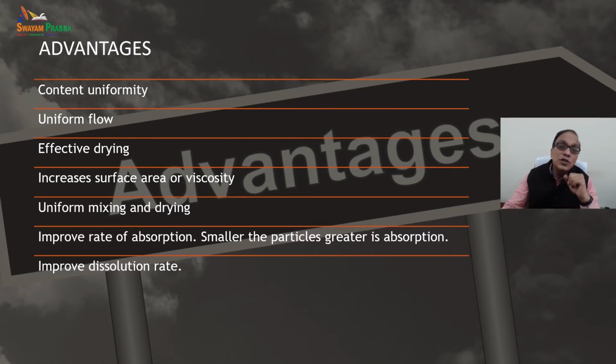It improves the dissolution rate because the effective surface area is high for the smaller particles. So that's why they will go rather easily into the solution of the biological medium. So improved dissolution rate, good mixing, uniformity of the content, uniform flow, effective drying. So due to high surface area, we can have better absorption, better dissolution rate, and obviously the good mixing and good drying we can achieve. So these are the advantages of the size reduction as an operation.